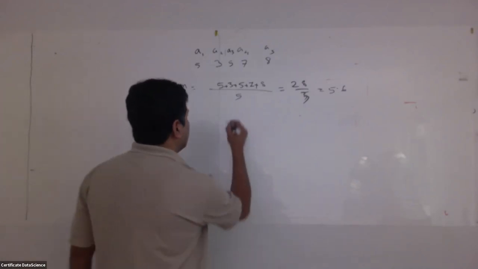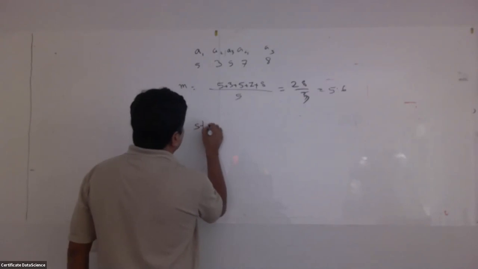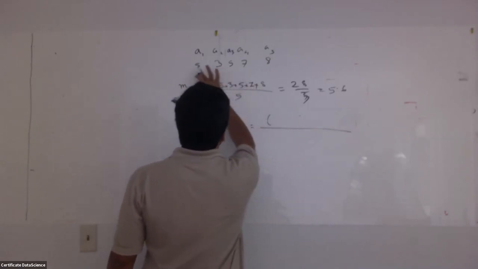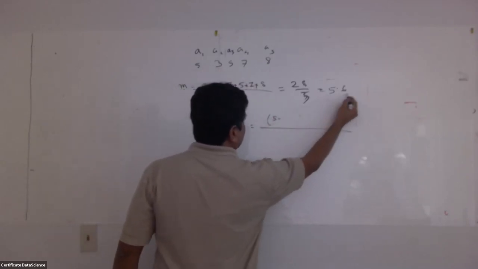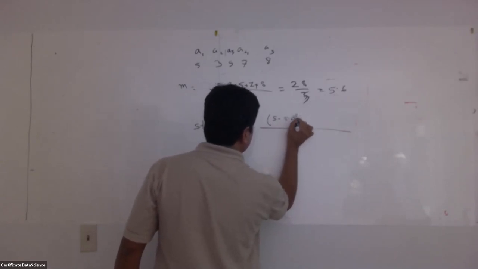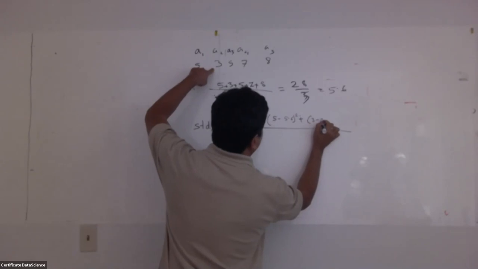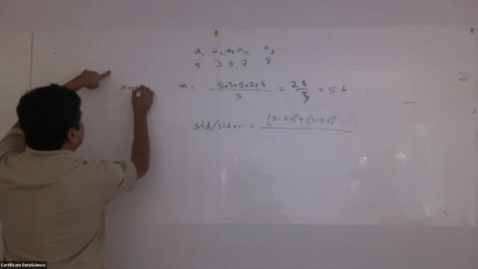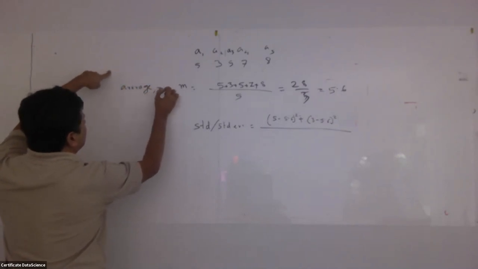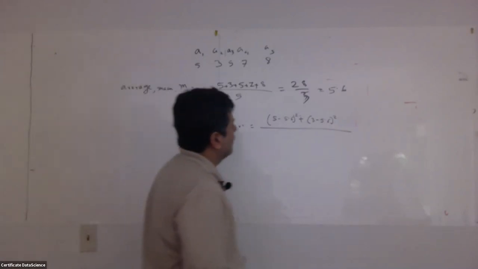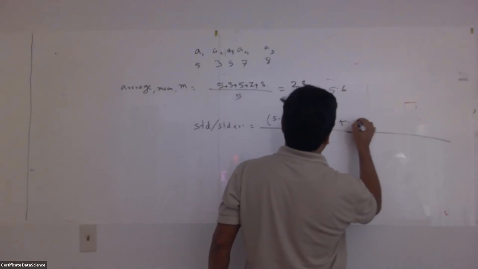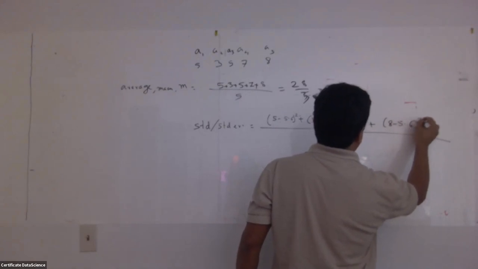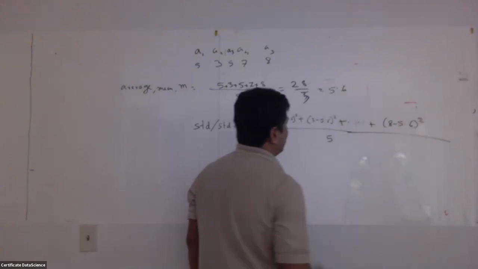Now you need to calculate the standard deviation. You simply take each number individually, 5 minus the mean, and square it. The next number, 3 minus the mean; keep subtracting the average, or mean. People like to use the symbol M. Do this for all the numbers up to 8 minus 5.6, and divide by 5.